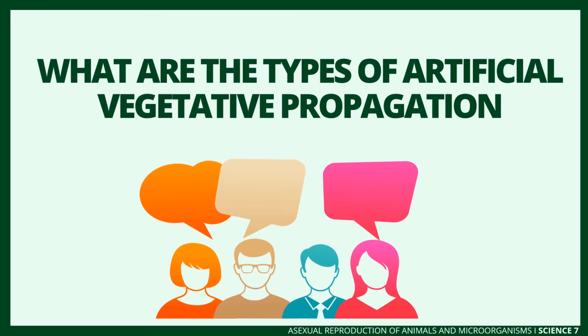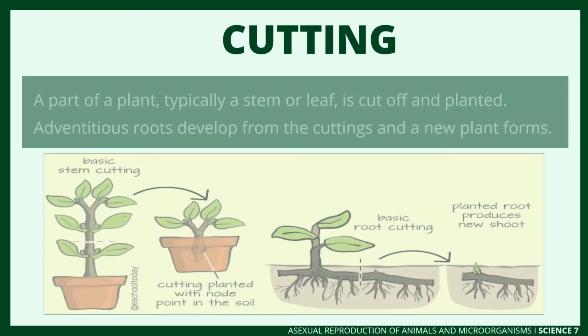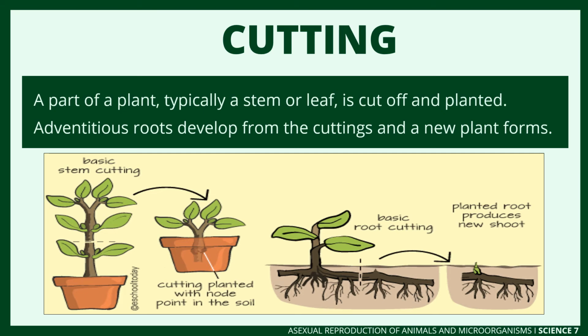Let's learn the different types of artificial vegetative propagation. The first is cutting. Cutting is done by cutting off a part of a plant, typically the stem or leaf, and planting it. Afterward, adventitious roots will grow from the cuttings and a new plant will form. Adventitious roots are plants' roots that form from any non-root tissue and are produced both during normal development.